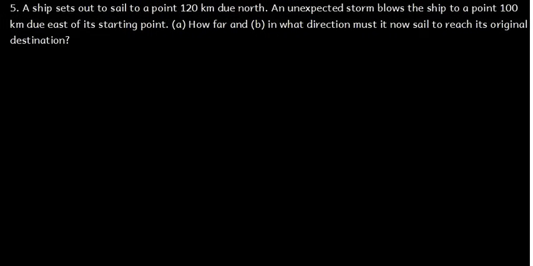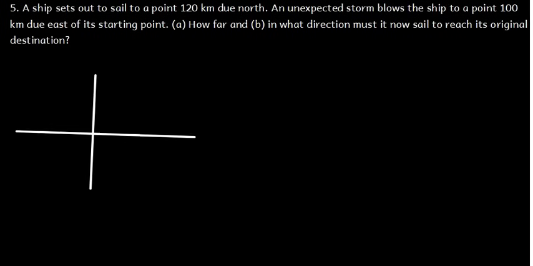So we have another question which is saying, a ship set out to sail to a point 120 kilometers due north. An expected storm blows the ship to a point 100 kilometers due east of its starting point. How far, part A, and part B, in what direction must it now sail to reach its original destination? So it is very, very important for us to understand this question. Let's come up with a free body diagram.